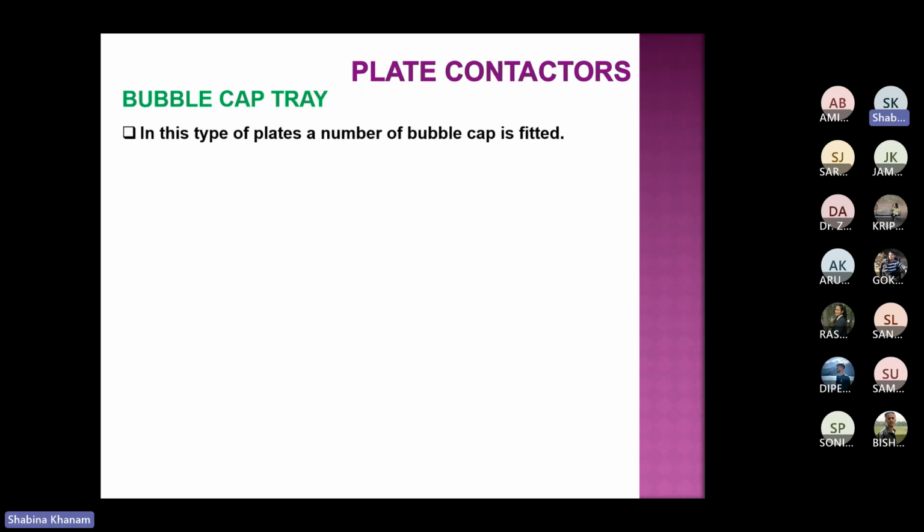So when we consider this bubble cap tray, in this type of plate, a number of bubble caps are fitted. We will first understand what this cap is and why we call it a bubble cap. Cap, you understand? Why we call it a bubble cap, that we will see.